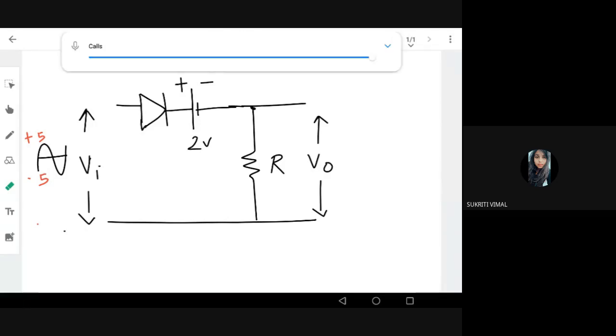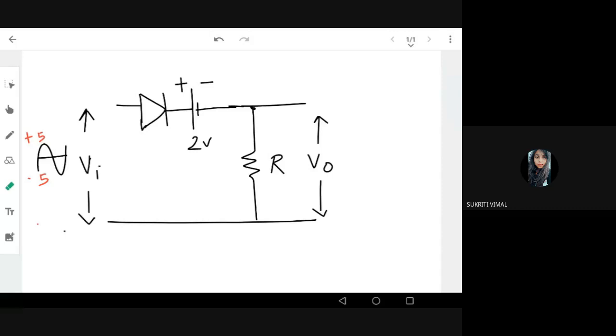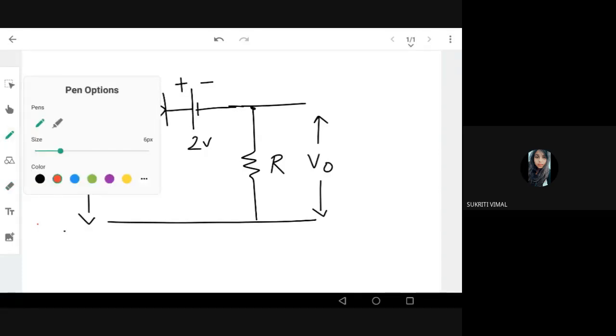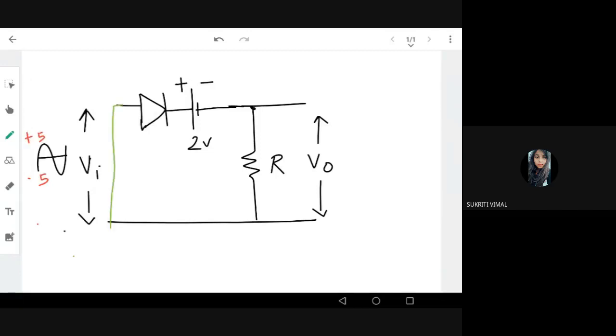So how to analyze this? As we have done some analysis before, we'll start by asking questions. What is the state of my diode? Is the diode forward or reverse biased? There's a battery of 2 volt here, which is reverse biasing my diode. Consider the diode in its natural state without any input, meaning the input is 0 volt, which is a short. Without any input, what is the status of my diode?